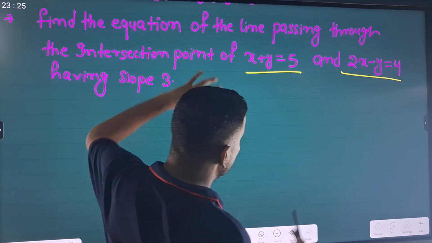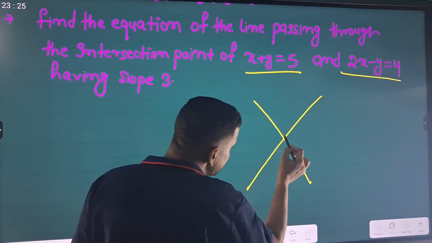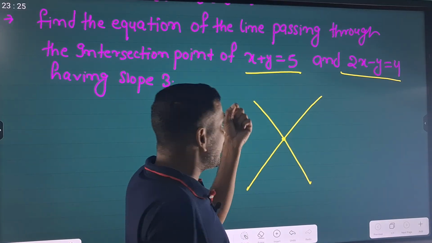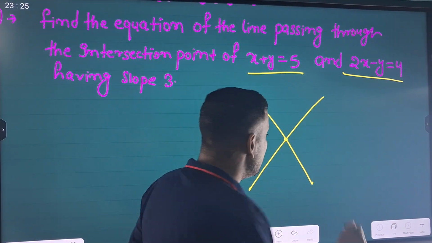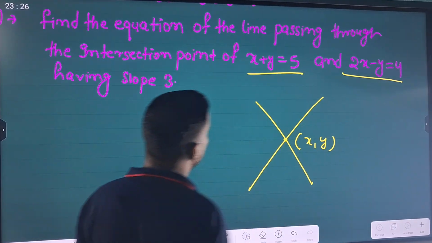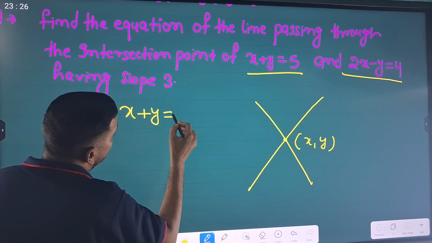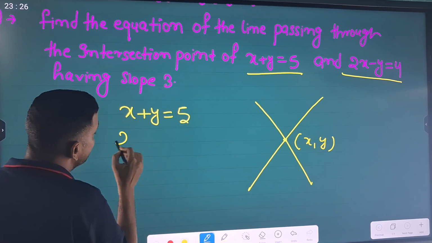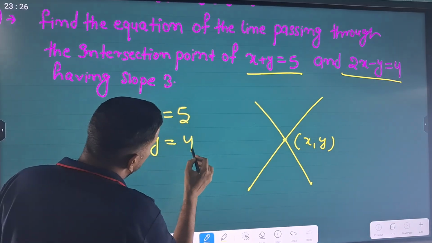If you have two equations, what will be the intersection point of these equations? You have to find x and y. That x and y will be the intersection point of these equations. So you have x plus y equals 5 and 2x minus y equals 4.